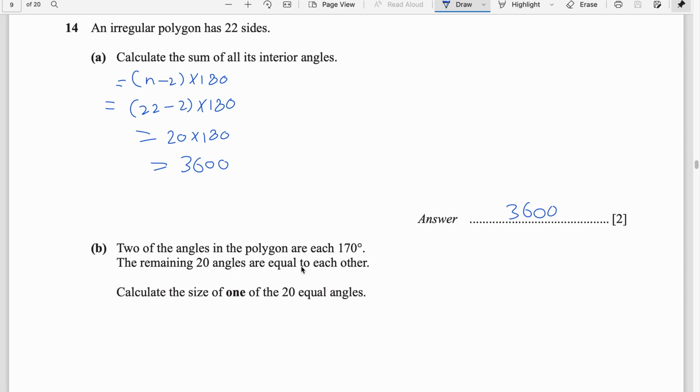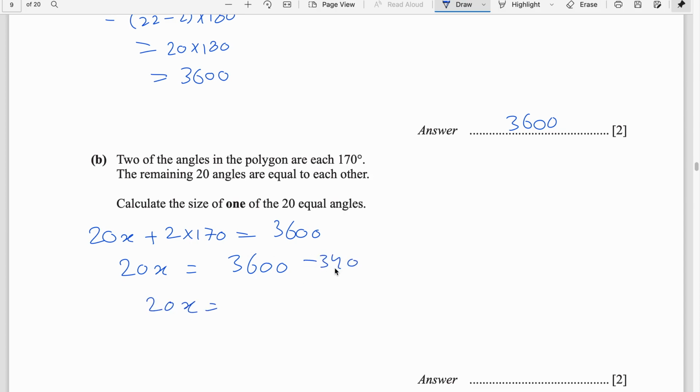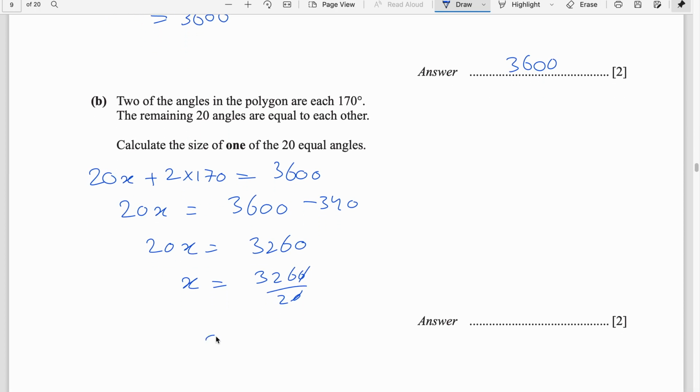Two of the angles of the polygon are 170 each. The remaining 20 angles are equal. So 20 equal angles and two of the angles are 170. They make a sum of 3600 and we have to find the size of 1. So 3600, 2 into 170 is 340. 2x is equal to 3260. x is equal to 3260 by 20 and x is equal to 163.